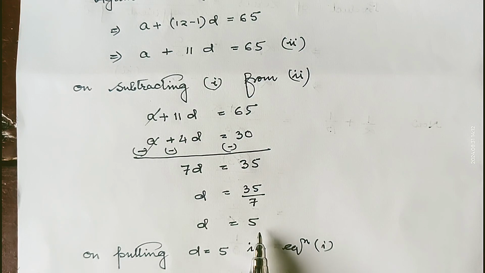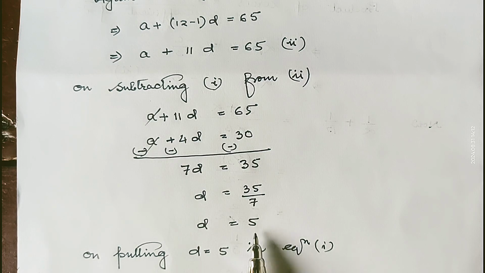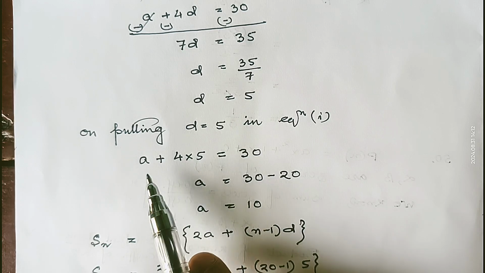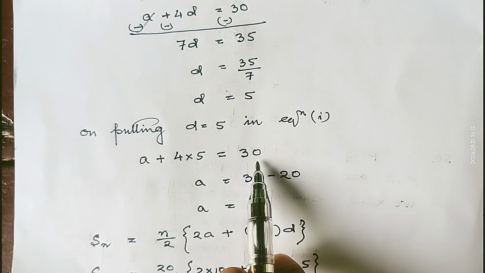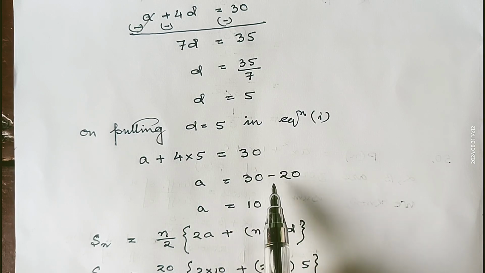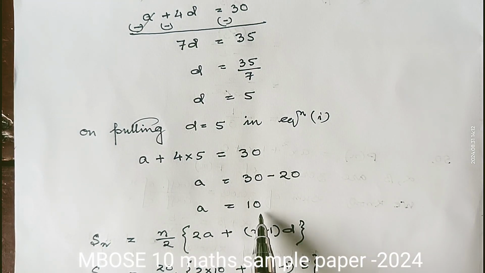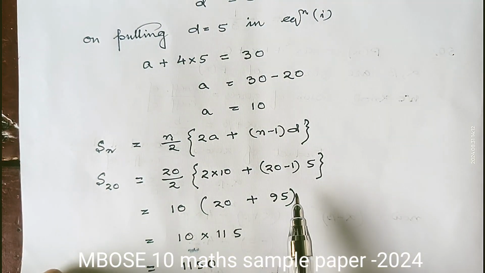Now in equation number 1 we got a plus 4d is 30. If we replace d equal to 5 in equation number 1, a plus 4 into 5 equals 30. So a equals 30 minus 20, that will give 10. So we got a is 10 and d is 5, and we have to find the sum of 20 terms.